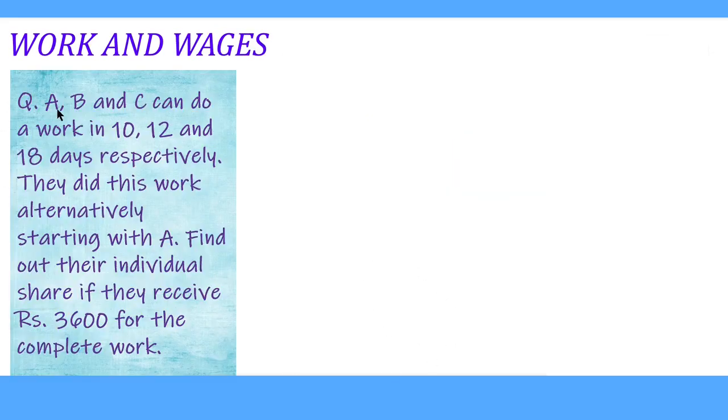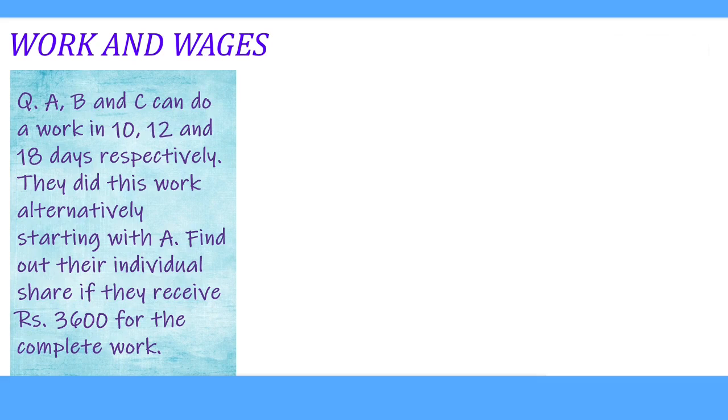The question is: A, B and C can do a work in 10, 12 and 18 days respectively. They did this work alternately, starting with A. Find out their individual share if they receive rupees 3600 for the complete work. Here it is given that they are working alternately starting with A. So we solve like this.